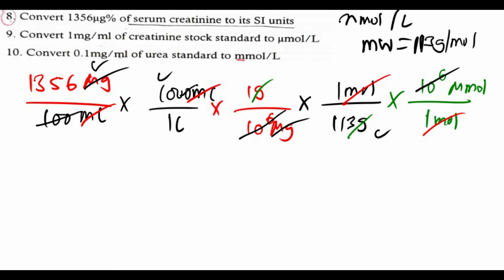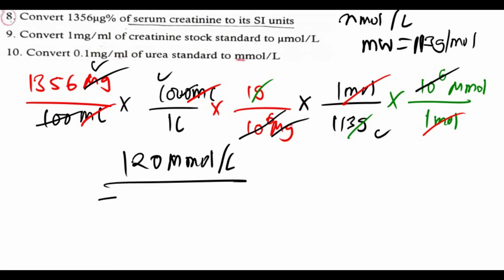So you get your calculator, you will say 1356 times 10, you divide it by 113. Okay, so the answer is 120. So 120 micromole per liter. If you're getting a different answer, you can drop it in the comment section. We'll see what you're getting.